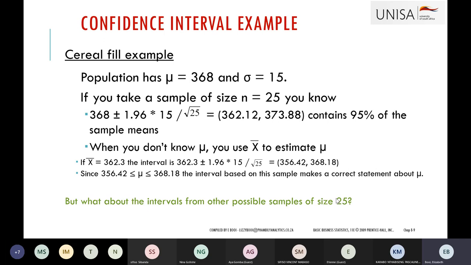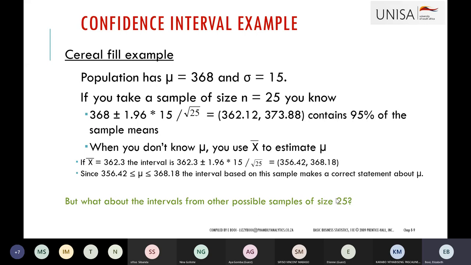You remember the standard error? Standard error is your population standard deviation divided by the square root of n, that is if we're doing it for the mean. Remember that. And once we calculate this equation, we find that the confidence interval is between 362.12 and 373.88.